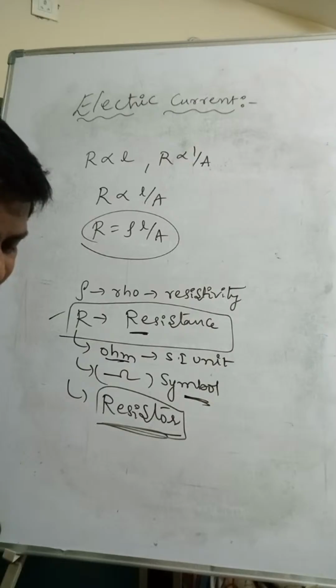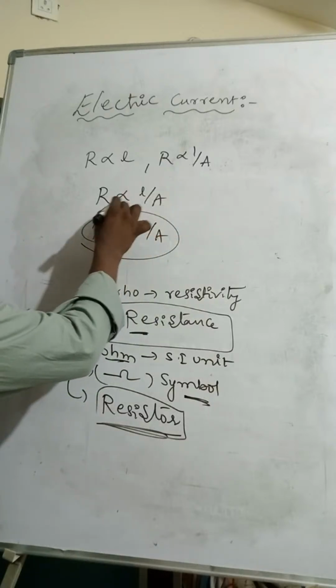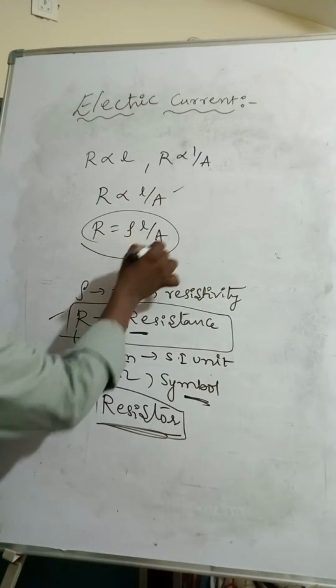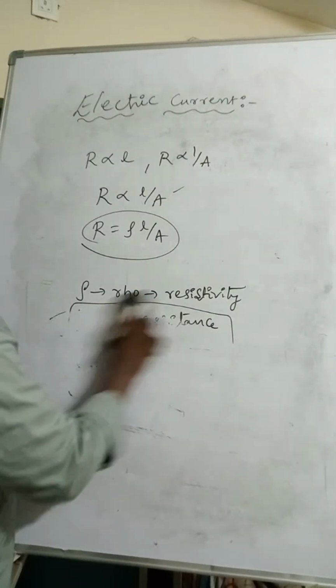R is directly proportional to L, and R is inversely proportional to the area of the conductor. So R is proportional to L by A, R equal to rho into L by A. Rho is the resistivity. Clear? That's enough.